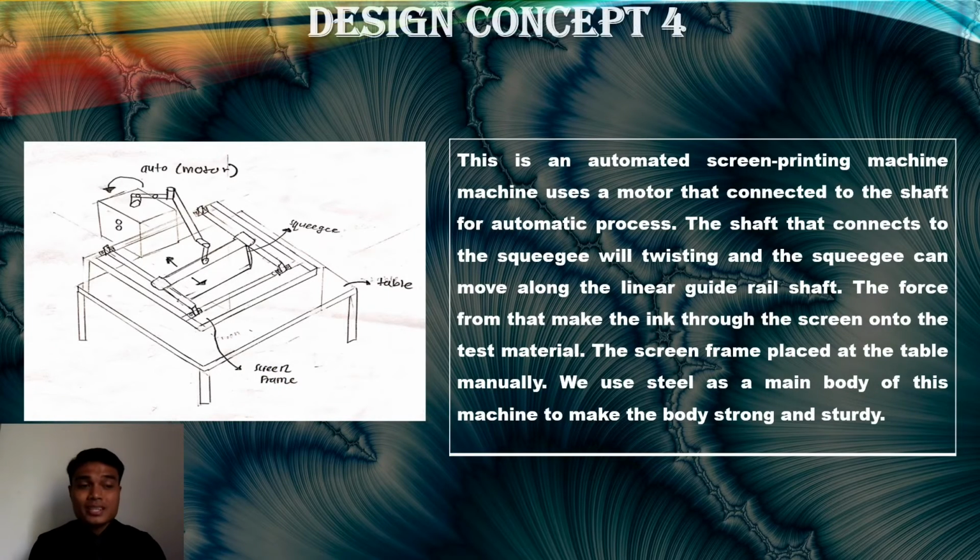For design concept 4, this is an automatic screen printing machine that uses a motor connected to the shaft for an automatic process. The shaft that connects to the squeegee will twist and the squeegee can move along the linear guide rail shaft. The force from that pushes the ink through the screen onto the test material. The screen frame is placed on the table manually. We use steel as the main body of this machine to make the body strong and steady.